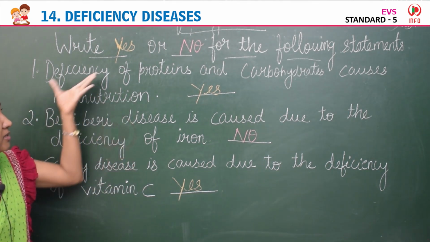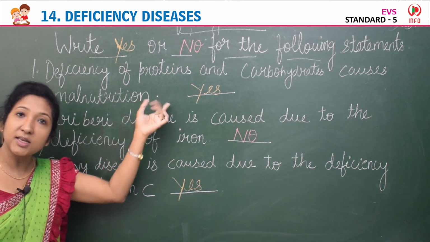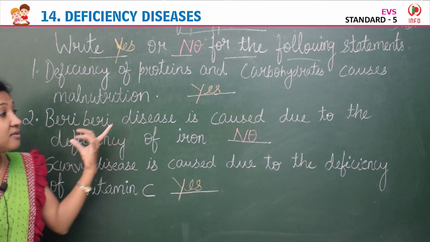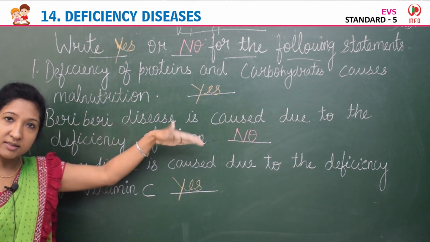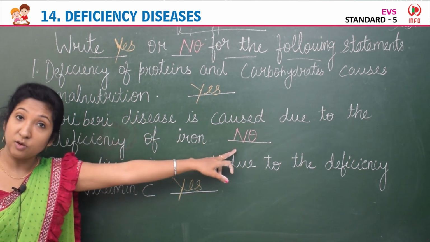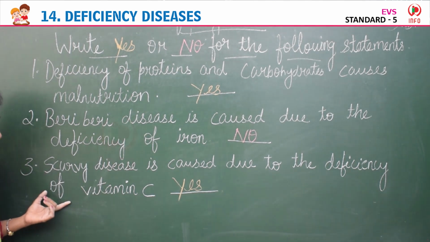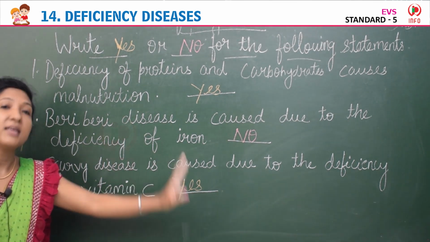So, deficiency of proteins and carbohydrates causes malnutrition. The answer is yes, because the statement is right. Beriberi disease is caused due to the deficiency of iron. The statement is wrong. So the answer is no. Scurvy disease is caused due to the deficiency of vitamin C. This is the right statement. So the answer is yes.